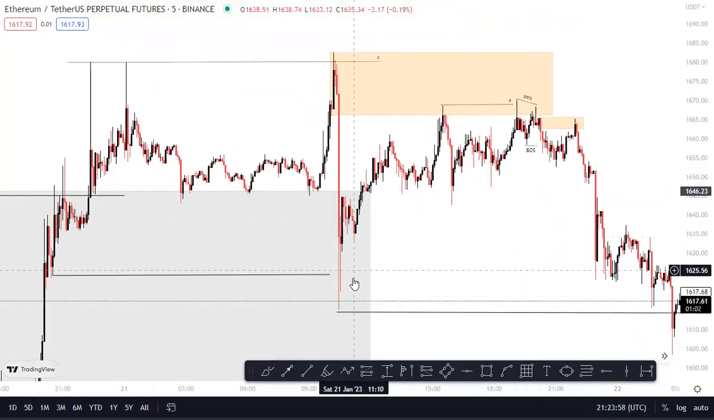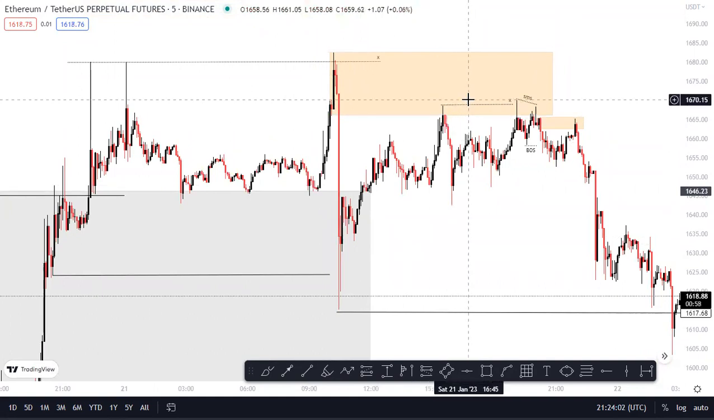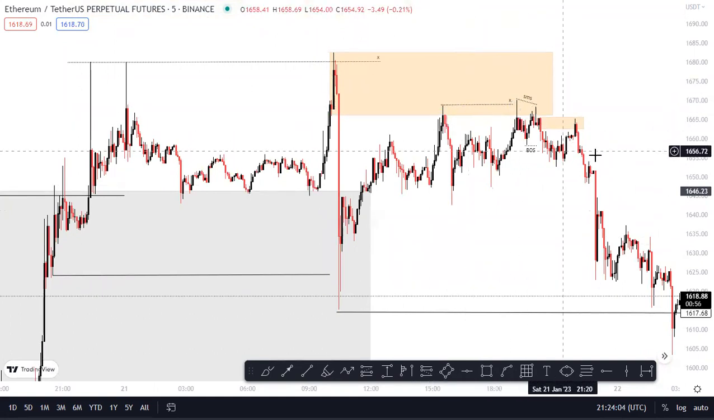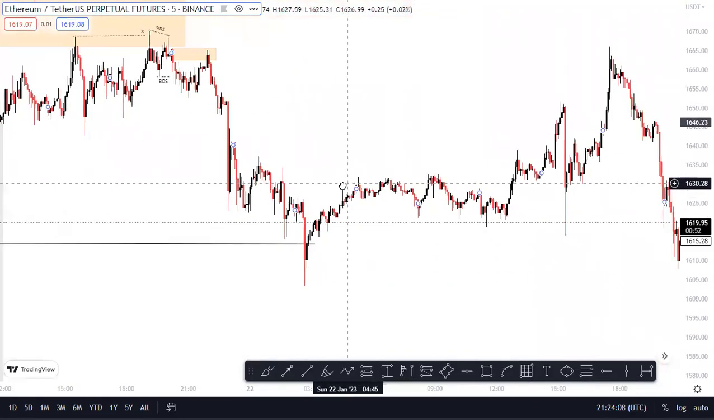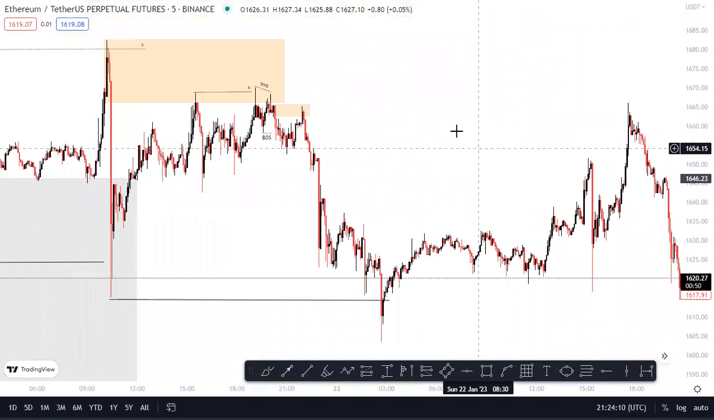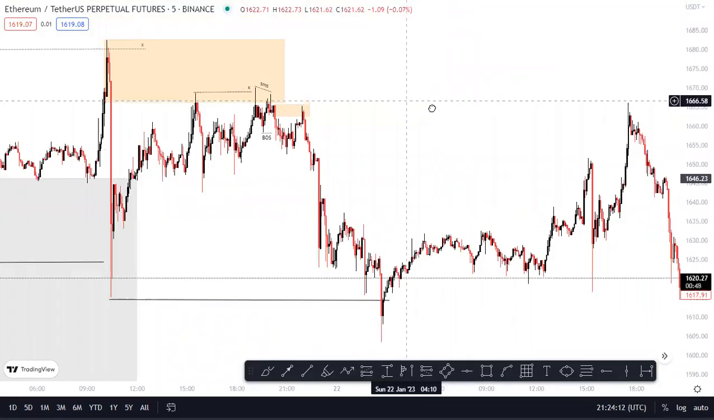Now, when price took out this low, we bought to the upside, right? When price took out this high, we sold to the downside. When price took out this low, we bought to the upside, right? So you see these same patterns repeating over and over again.